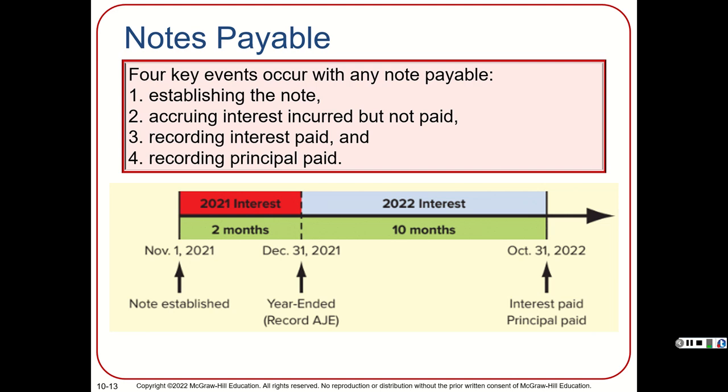And since taxes and reporting and everything else gets done at the end, generally speaking, at the end of a fiscal year or a calendar year, they have to accrue that 2 months of interest in 2021. So the note was written on November 1st. It was established at that time. 2 months have gone by. Now the company owes 2 months worth of interest.